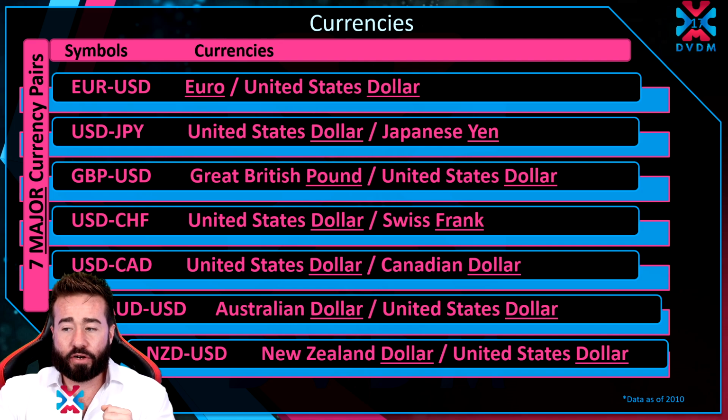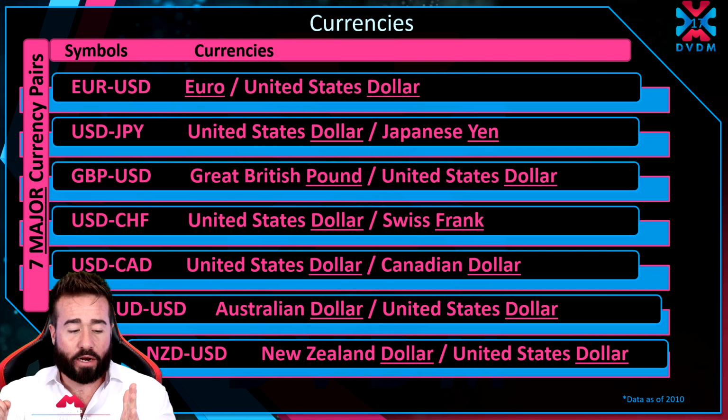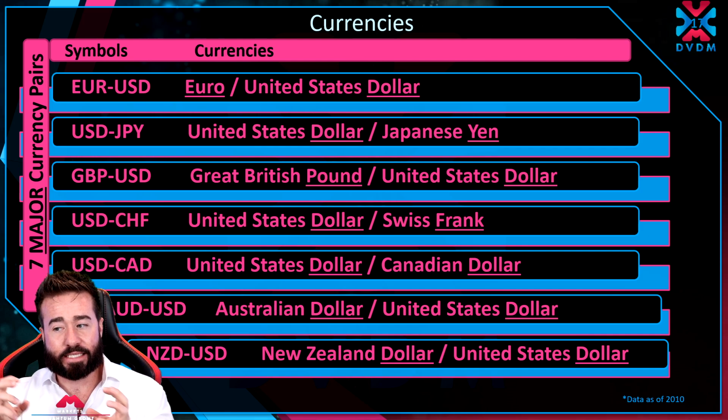So if we have a look at United States dollar, Japanese yen, United States dollar is the base currency, Japanese yen is the quote. So when we talk about this from a price perspective, we are saying 1 United States dollar equals how many Japanese yen. So we're looking at the exchange rate. So $1 can buy how many Japanese yen.